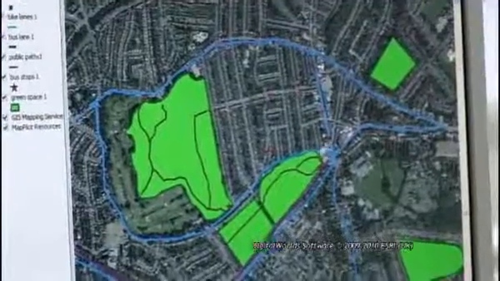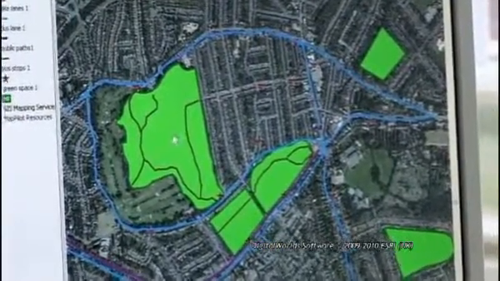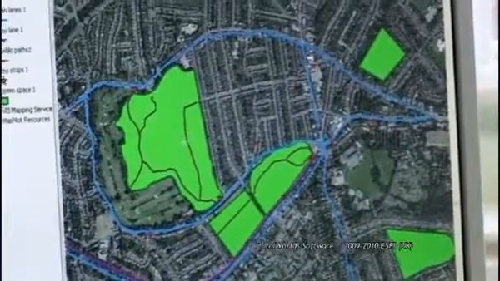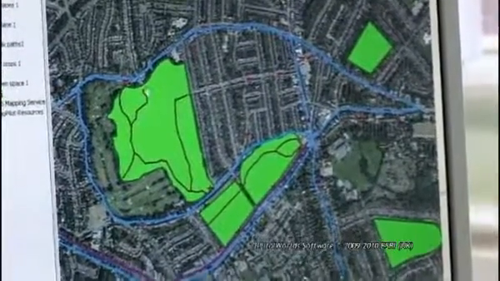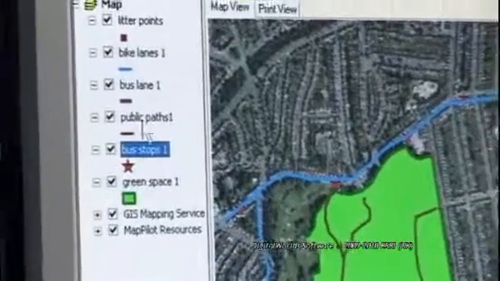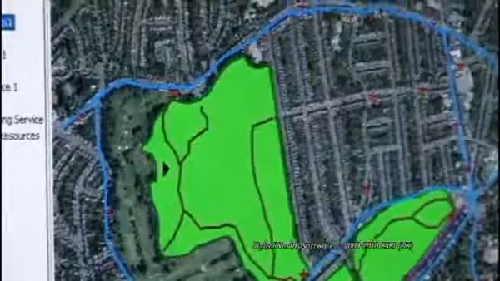These blue lines are the bike lanes and the green patches are the green spaces which are publicly available. These red lines are the paths that run through them and the stars are the bus stops at the moment. Rather than just giving 2 maps printed out this way, they're actually much more interactive. They take a lot more involvement in the learning process.